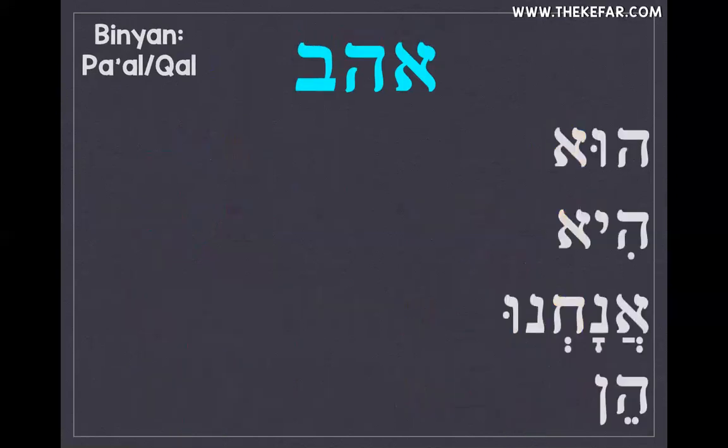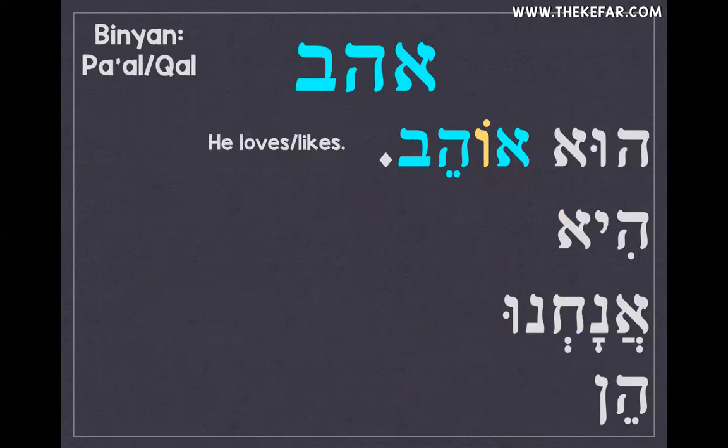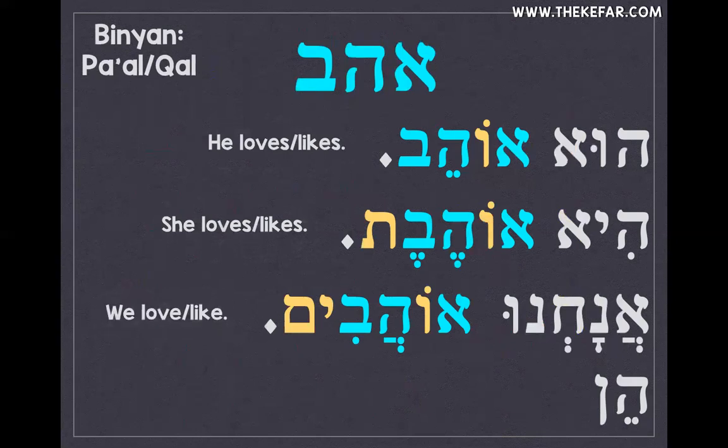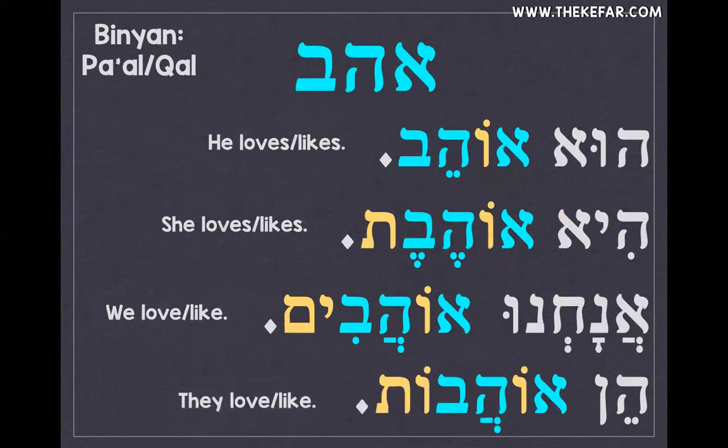So for instance, hu ohev. He loves or he likes. Hi ohevet. She loves or she likes. And the ohev, ohevet, our sound pattern is exactly the same as the regular group 1 verbs. Anachnu ohavim. Okay, we have that additional a, and this is we love or we like. And hen ohavot. Again, the additional a and the sound pattern, they love or they like.